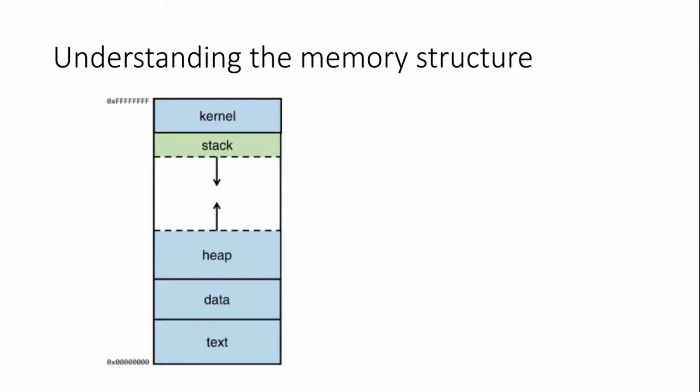Okay, so understanding the memory structure. When we see the structure, it has five main components. The first one is the kernel, then stack, we have heap, we have data, and we have text. Now, the kernel is on the top of the memory, and it's the kernel area, which contains all the command line parameters which are passed to the programs and the environment variables.